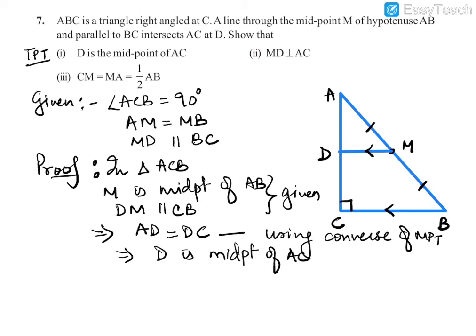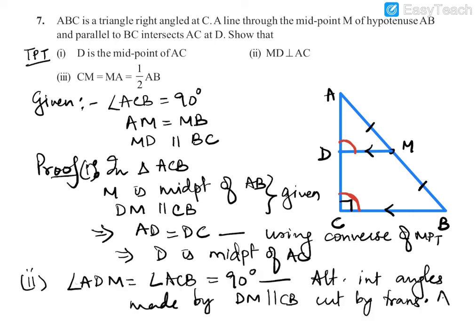The second part is also very easy. We are given DM parallel to CB. Taking AC as the transversal, cutting these two parallel lines, these two angles will form corresponding angles and therefore they will be equal. But angle C is 90 degrees, so angle D will also be 90 degrees. So this implies MD is perpendicular to AC.